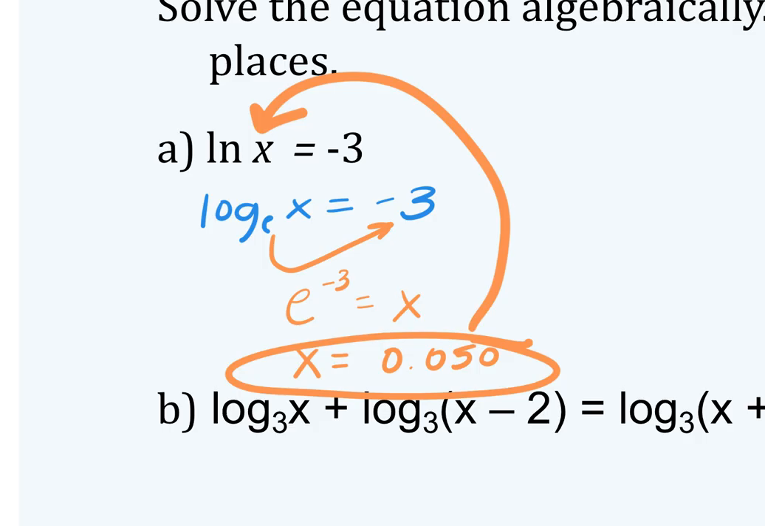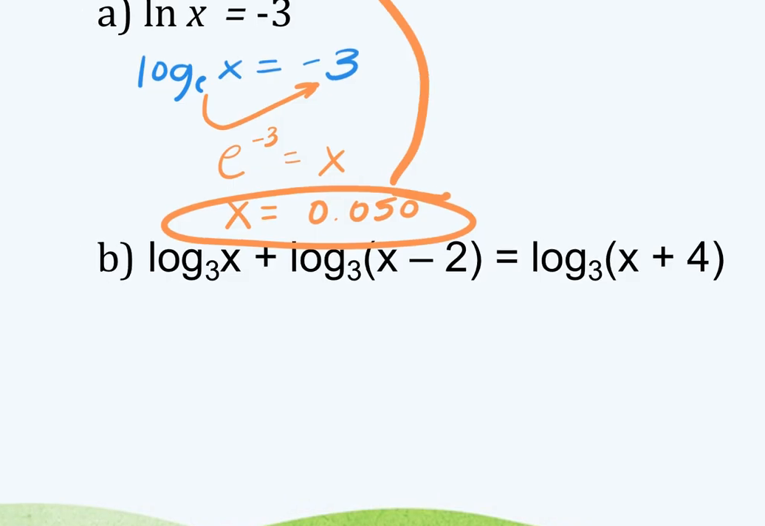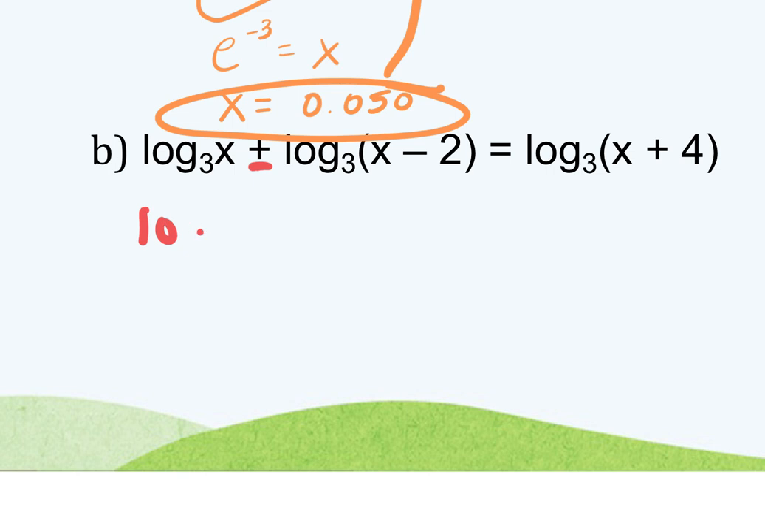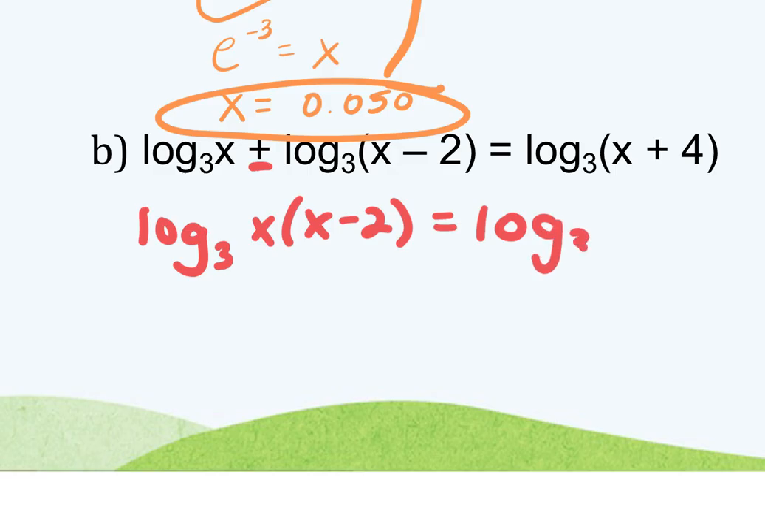Now I go to B, and there's no longer just one log on one side, right? I've got logs on both sides, and I have multiple logs on the left-hand side. So what are you going to do? Condense. This is add, which means it becomes multiplication. Log base 3 of x times x minus 2 equals log base 3 of x plus 4. Now I got log base 3 on either side of the equal sign. So 1 to 1 says ignore log base 3.